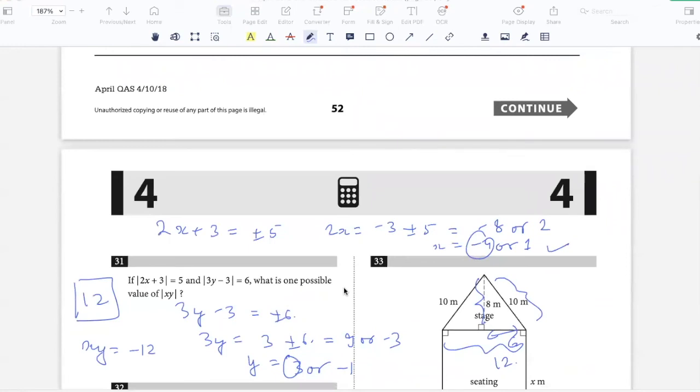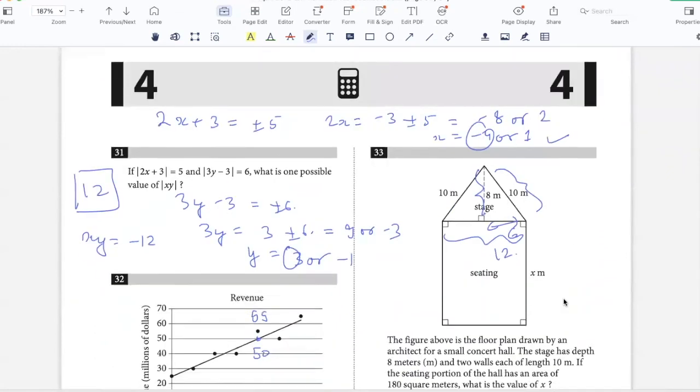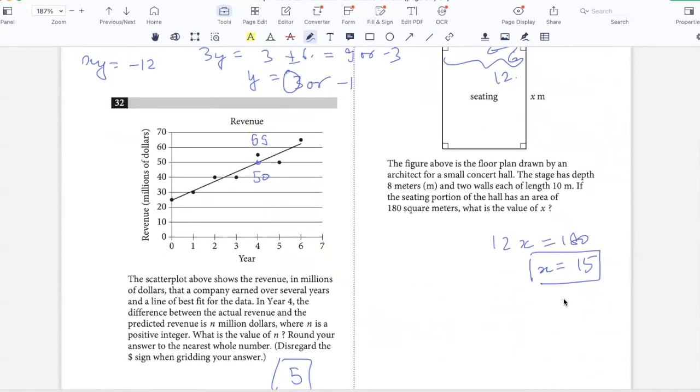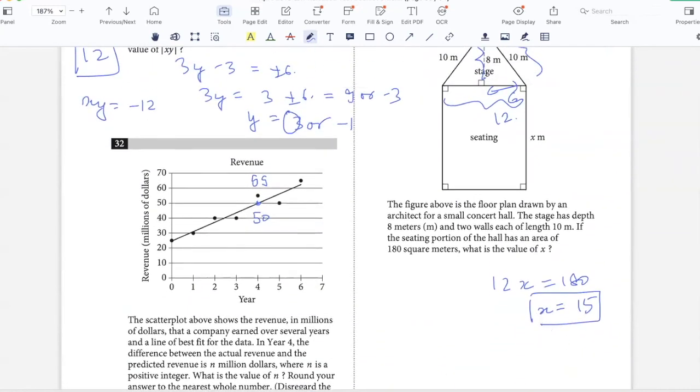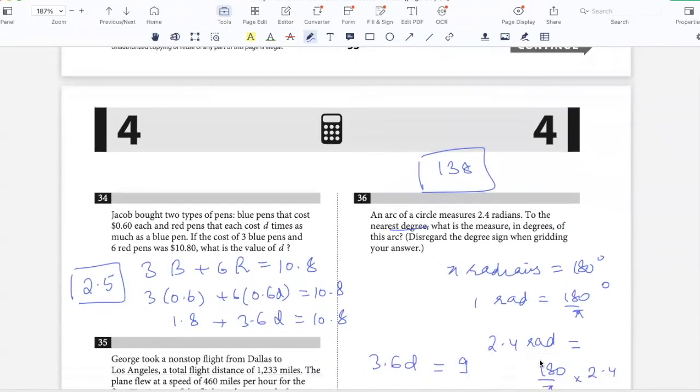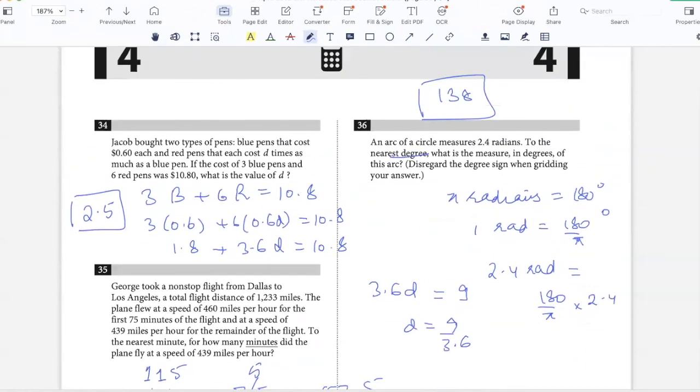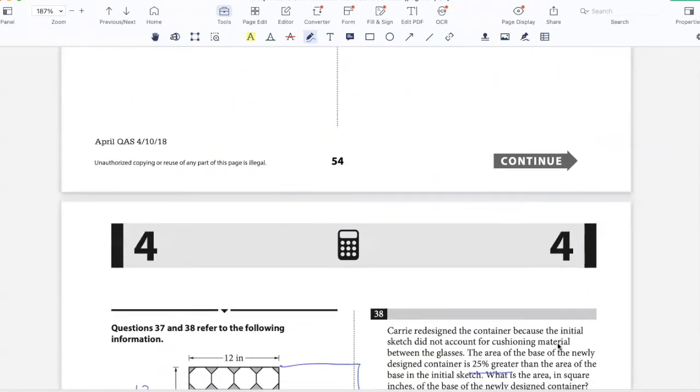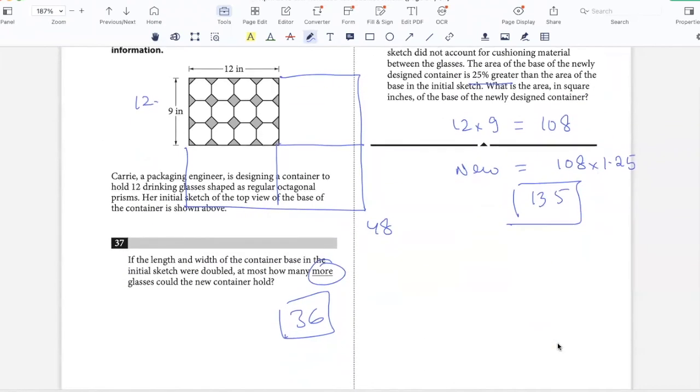12, 4, 5, 6, 15, 12, 5, 15, 2.5, 90, 138, 36, 135. Okay, great. So we got all correct.